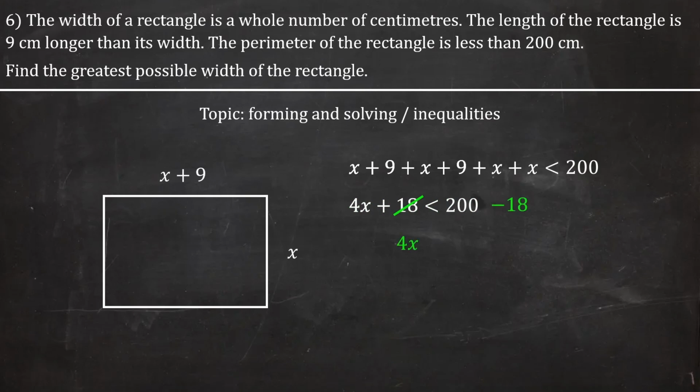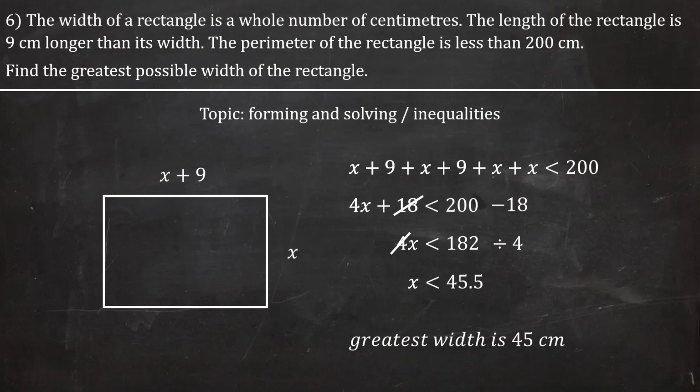I get that 4x is less than 182. Then I can divide both sides by 4, and that gives me that x is less than 45.5. We read the question, and the question says that the width is a whole number of centimeters, so the greatest possible width of the rectangle is 45 centimeters.